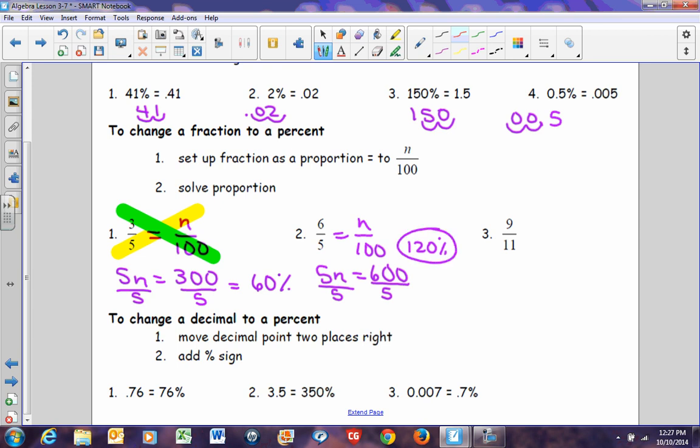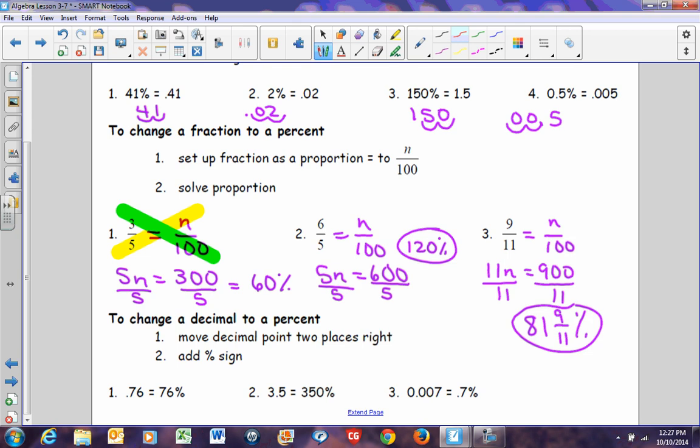Last one, 9/11. This one's a bit more difficult because it's not a nice, easy number. Equals n over 100. You will get 11n equals 900. When you divide by 11, you're going to get an ugly decimal. We've talked about how you can't leave things in decimal form. So I'm going to change this to a mixed number. 11 goes into 90 81 times, with 9/11ths left over, so this would be 81 and 9/11ths%. Do not give it as a decimal unless specifically told to round to a specified decimal place. If they tell you to round your answer to the nearest hundredth, then of course you could leave it as a decimal.